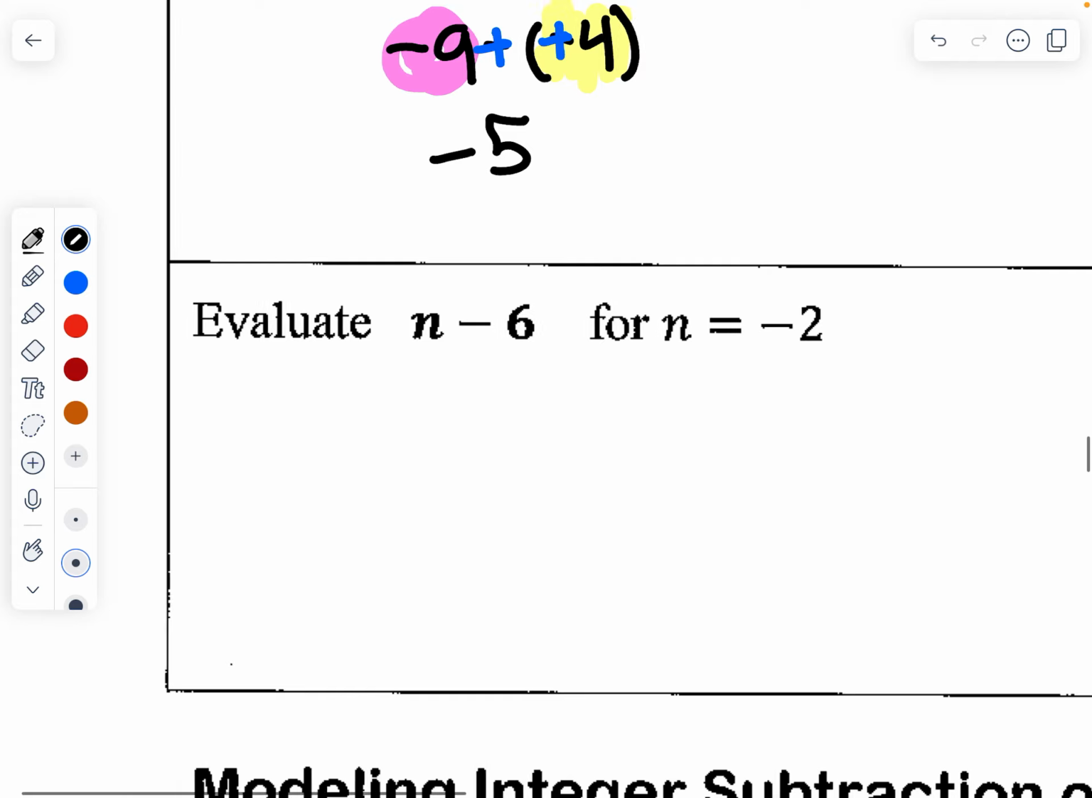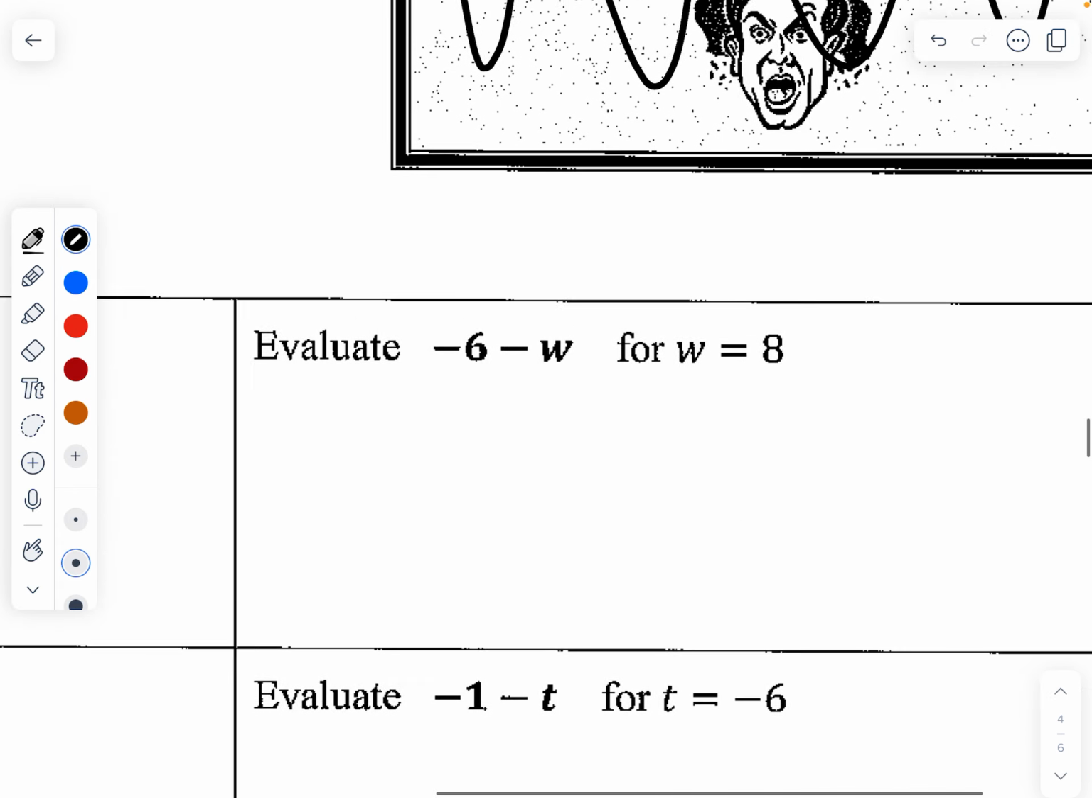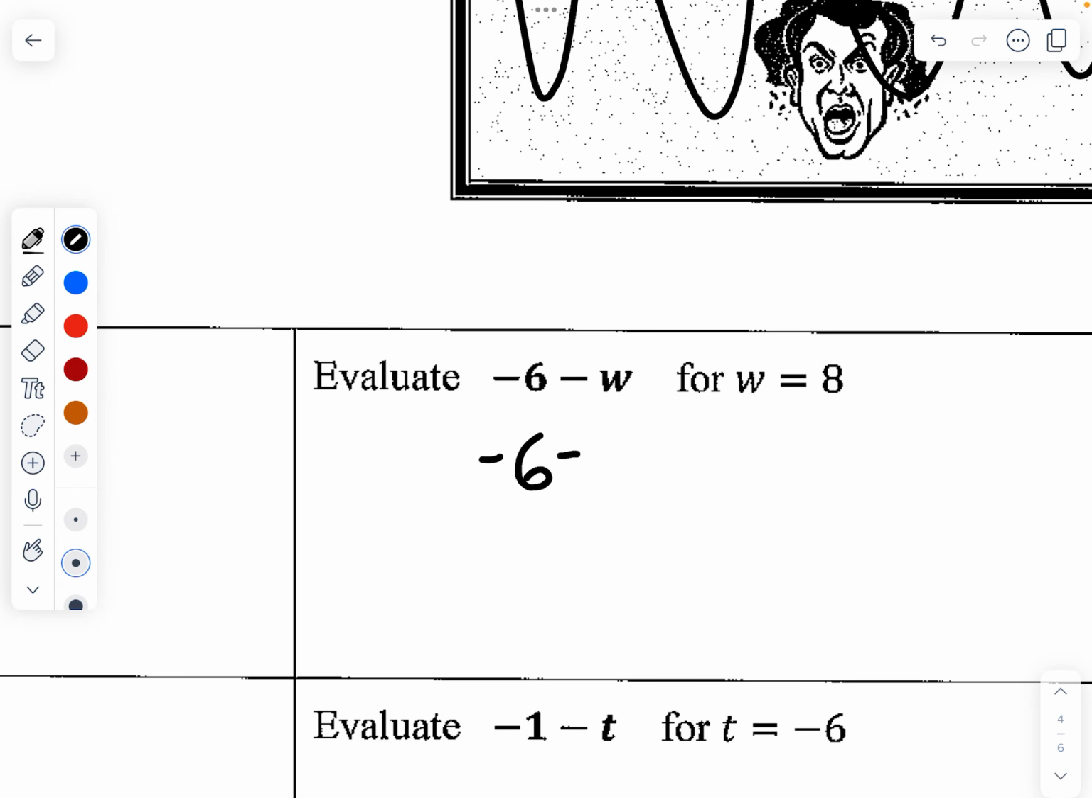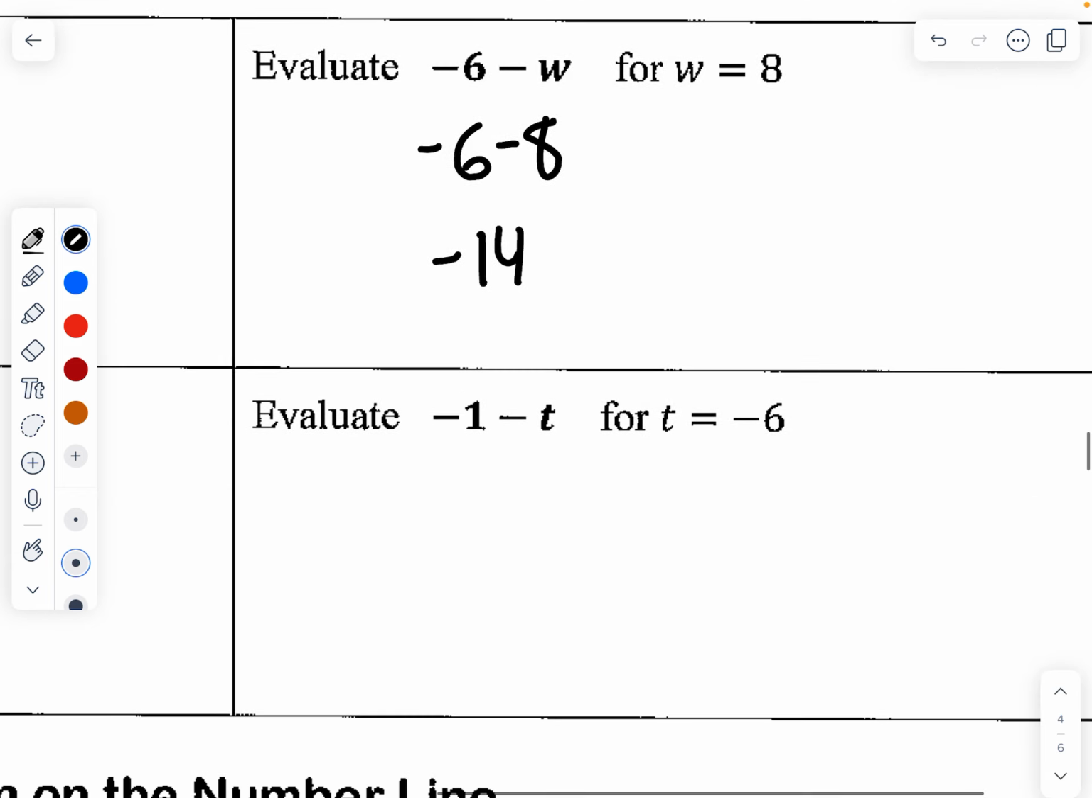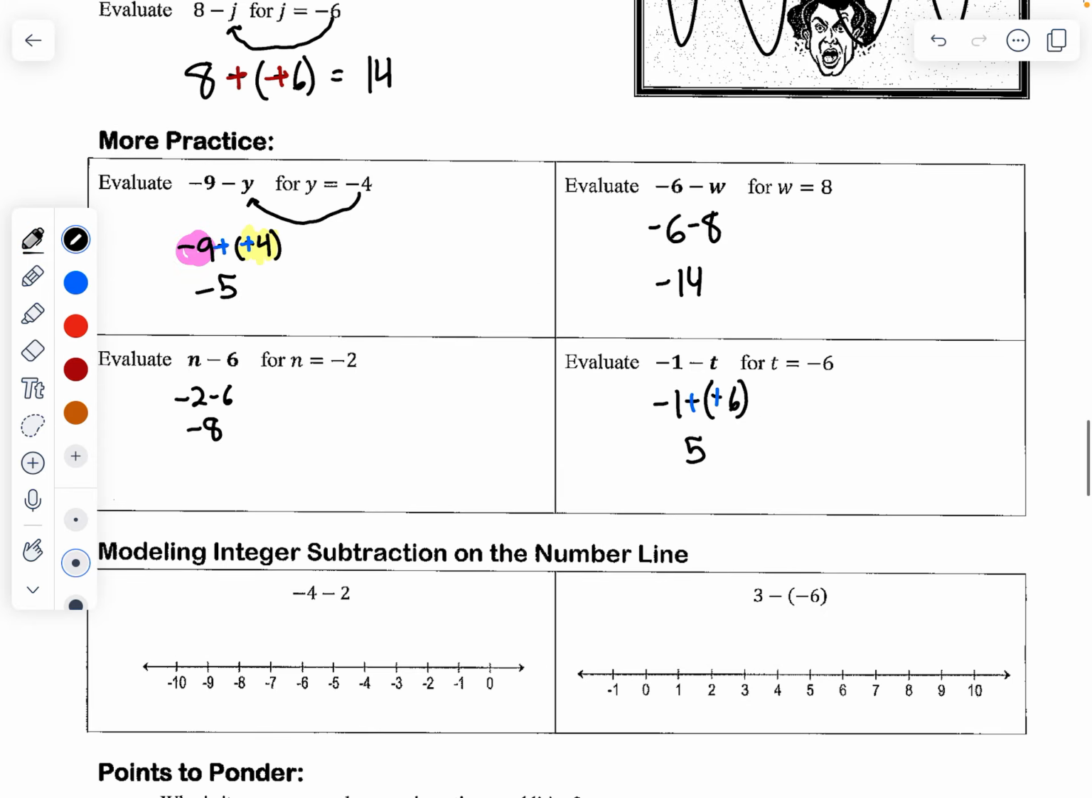Alrighty, for this one, it would be negative 2 minus 6. Same signs here, so add them. It'll be a negative 8. Plug in the 8, so it's negative 6 minus 8. Again, we have same signs, so we add them. 14, and it will be negative. And last one, negative 1 minus negative 6. This is our additive inverse here, which means they have opposite signs now. Subtract them. The answer is 5.